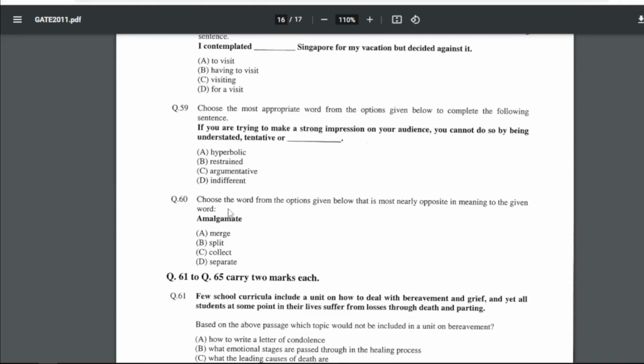Now 59: choose the most appropriate word from the options given below to complete the following sentence. If you are trying to make a strong impression on your audience, you cannot do so by being understated, tentative, or what? For 59, our answer will be B, that is restrained.